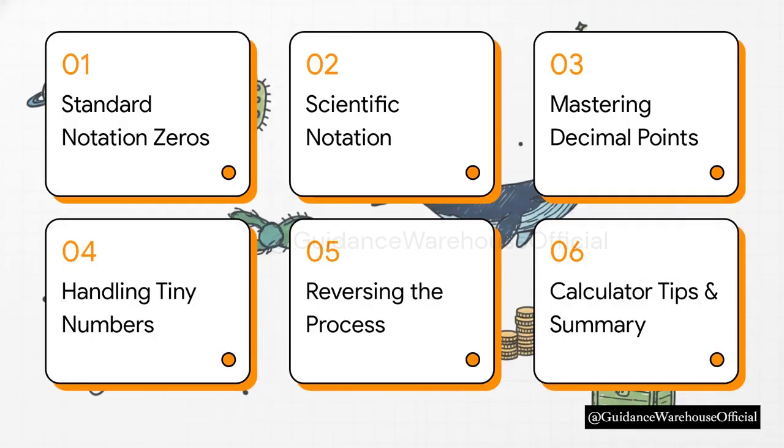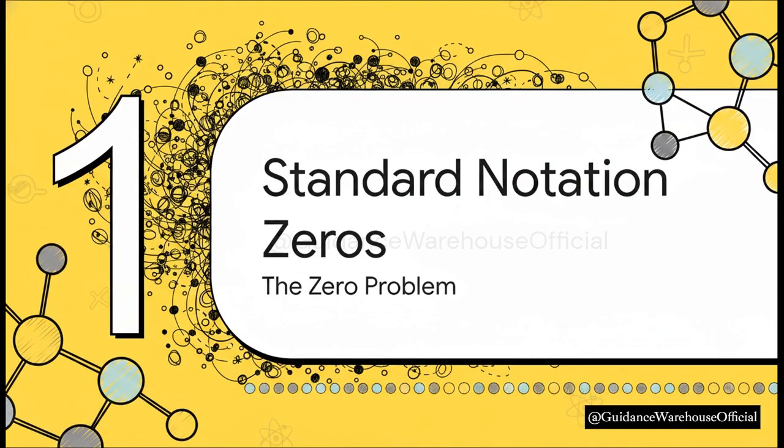First, we'll look at standard notation's zero problem. Second, we'll enter scientific notation. Third, mastering the decimal point. Fourth, handling tiny numbers. Fifth, reversing the process. And finally, some crucial calculator tips and a summary. Let's jump right into Section 1, Standard Notation Zero Problem.